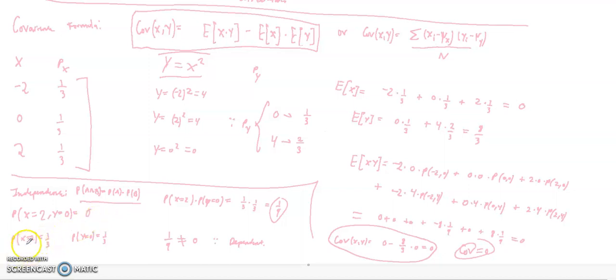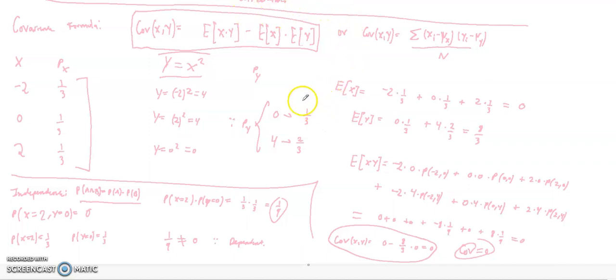But we know, reading from our table, the probability of x equaling 2 is 1/3. Probability of y equals 0 is 1/3. And we multiply them together and we get 1/9. Now 1/9 doesn't equal 0, so they are dependent. So what is going on here?